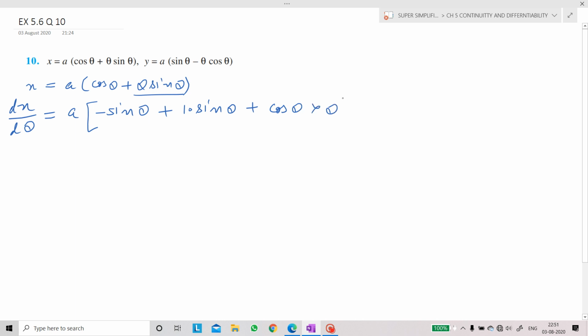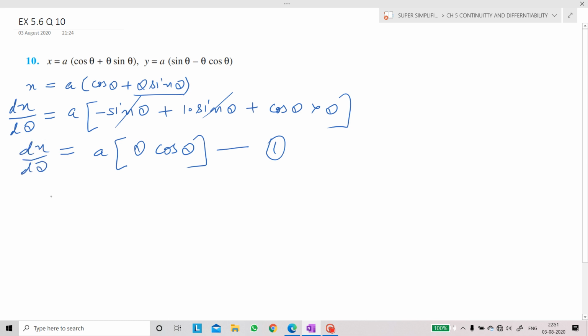So which is equal to a times. Now here you can see plus sin theta and minus sin theta, they get cancelled. So a times theta cos theta. This is expression 1 and this is the expression for dx by d theta. Now we move to y. y is a times sin theta minus theta cos theta.